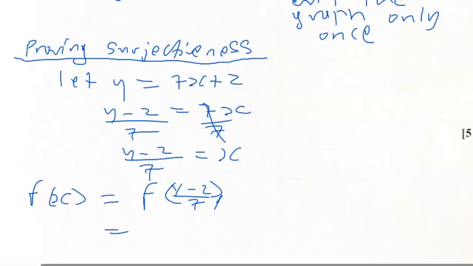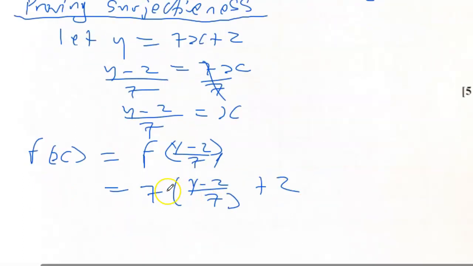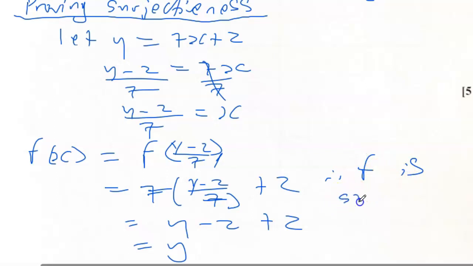Here the function is f of x equals 7x plus 2, so we replace x with whatever is in the bracket. So we have 7 times (y minus 2) over 7, plus 2. We cancel the 7, so we have y minus 2 plus 2, which is equal to y. So here we found that f of x is equal to y, therefore f is surjective.